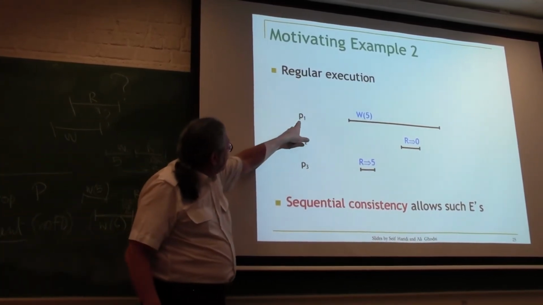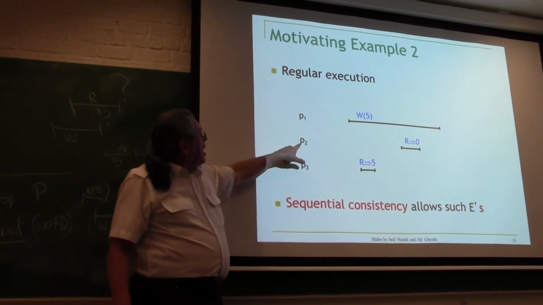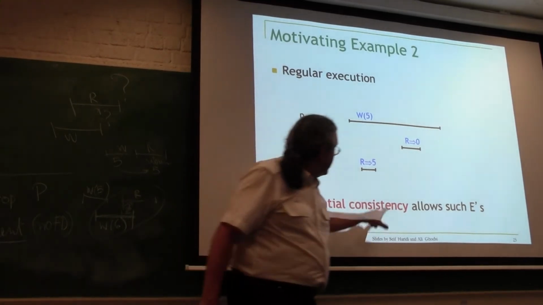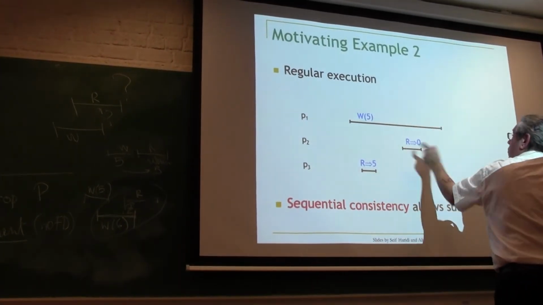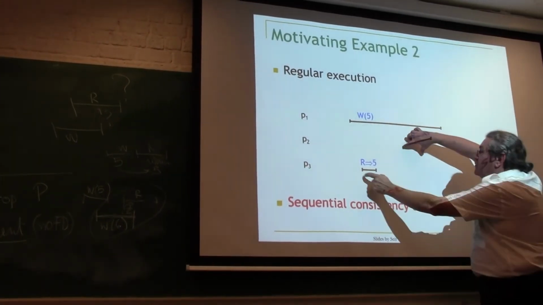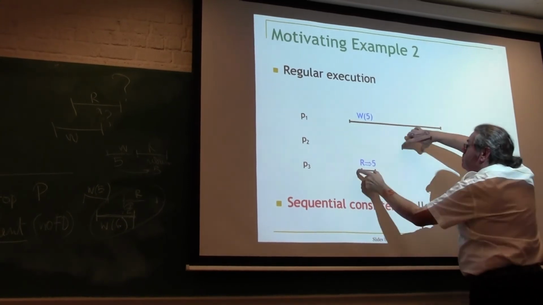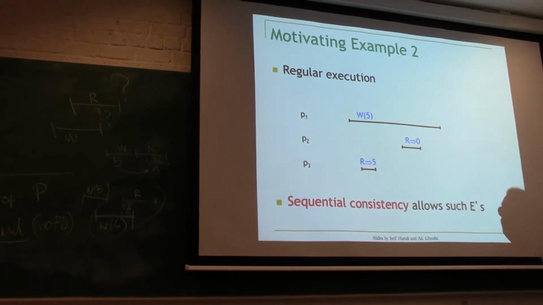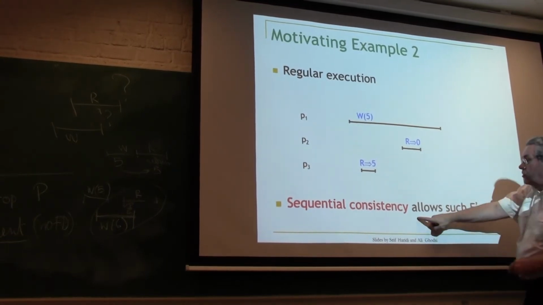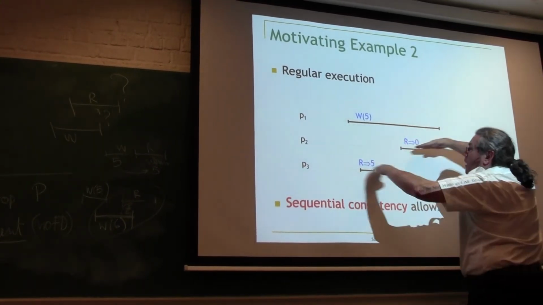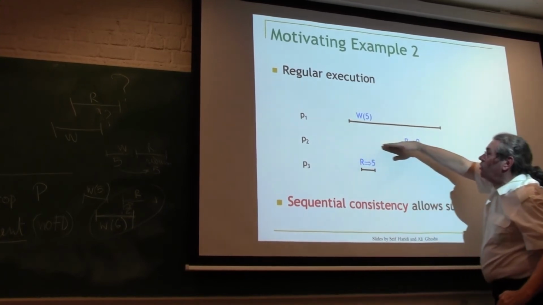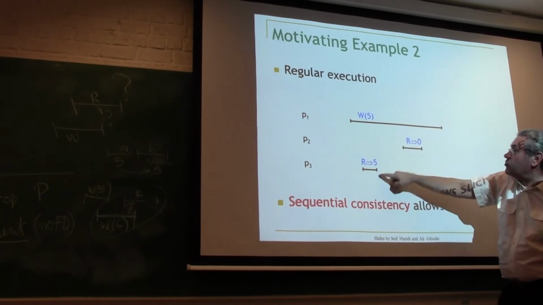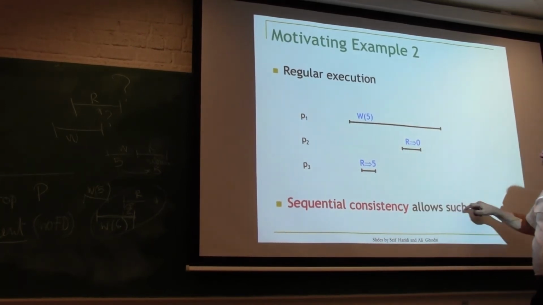Notice I have again written 5. I read 0 on P2, and I read 5 on P3. Notice this read of 5 happens before this, before in time, in absolute time. But these are on different nodes. So sequential consistency actually allows this, because each node has its own local time, and there's no connection between them. So there's no connection between these two in sequential consistency.